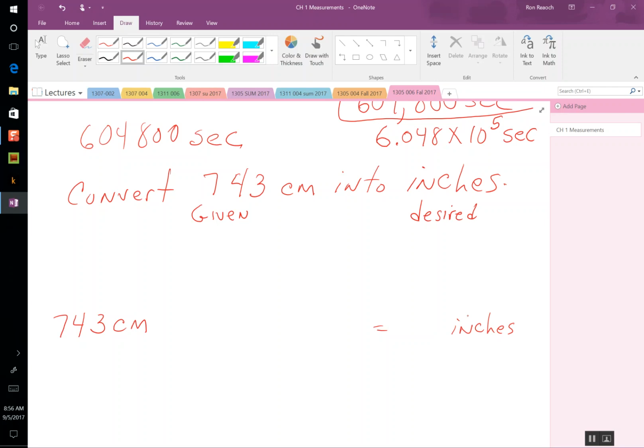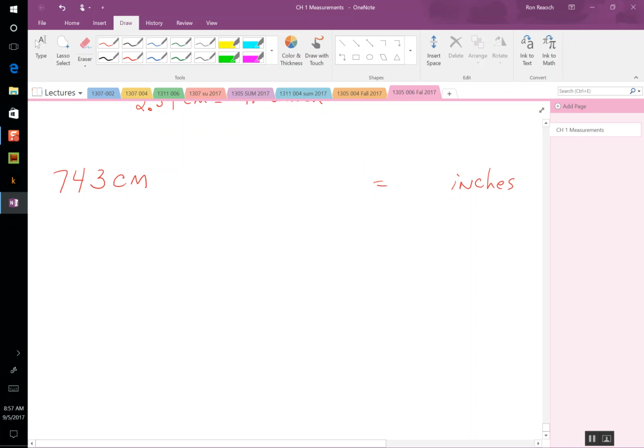And what is the appropriate conversion factor? 2.54 centimeters equals 1 inch. That 1 inch isn't just one significant figure. It would have many significant figures, so it's not going to limit the significant figures in the answer. 2.54 centimeters equals 1 inch.